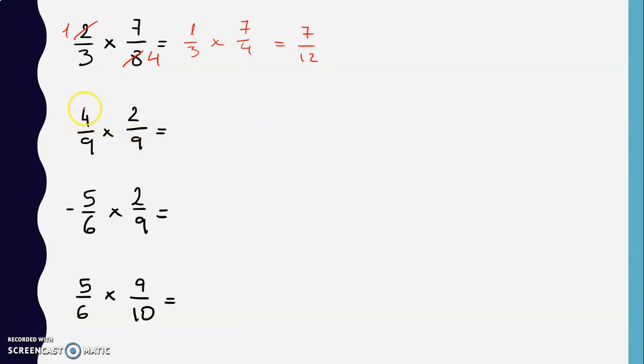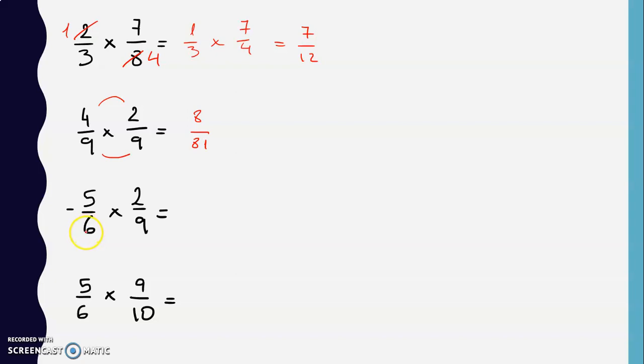Now next one, 4 and 9. 2 and 9, okay, no cancelling out here, so we're just going to multiply. 4 times 2 is 8. 9 times 9 is 81. Okay, so this is just left as it is.